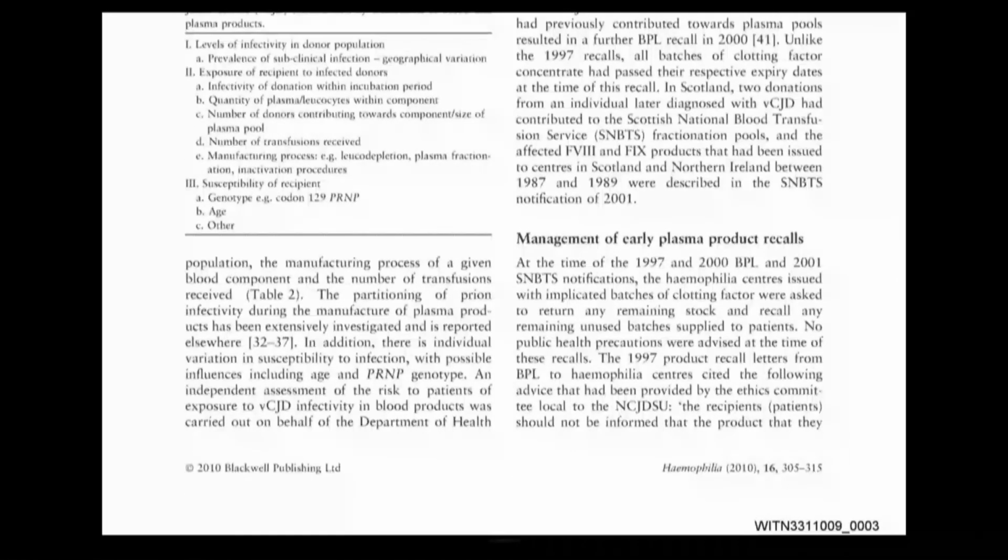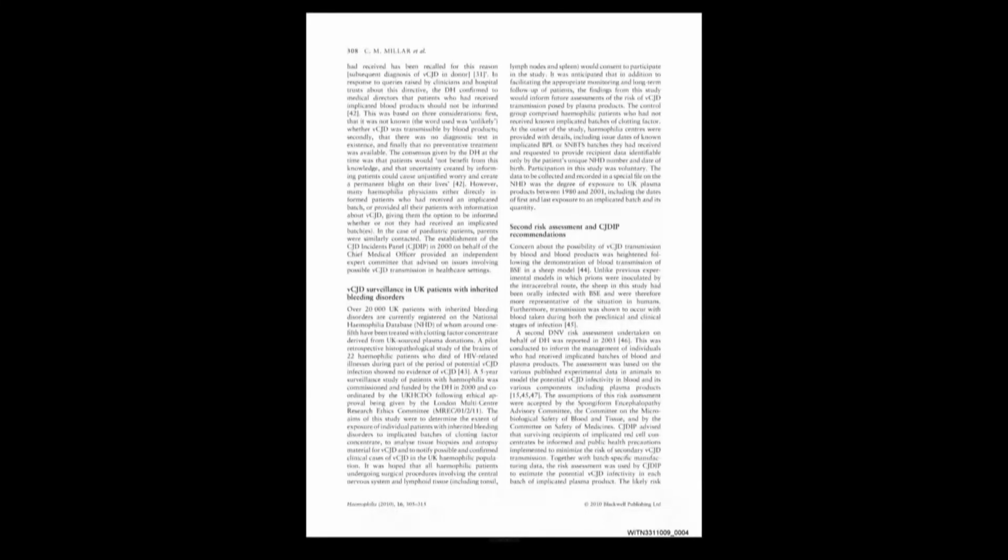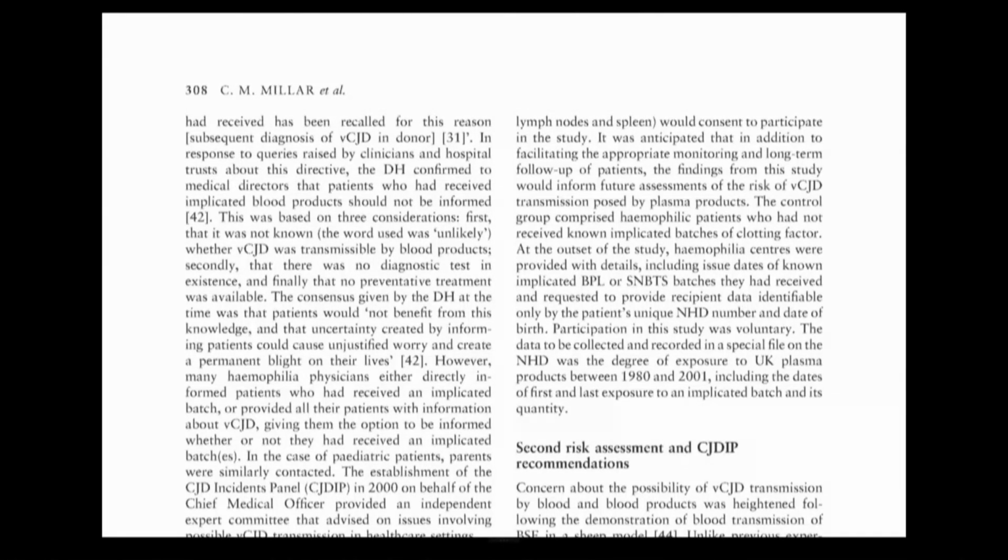We can see, under the heading Management of Early Plasma Product Recalls, picking it up 5 lines from the bottom, the 1997 product recall letters from BPL to haemophilia centres cited the following advice that had been provided by the Ethics Committee local to the NCJ-DSU. The recipients, patients, should not be informed that the product that they had received has been recalled for this reason, subsequent diagnosis of VCJD in donor. In response to queries raised by clinicians and hospital trusts about this directive, the DH confirmed to medical directors that patients who'd received implicated blood products should not be informed.